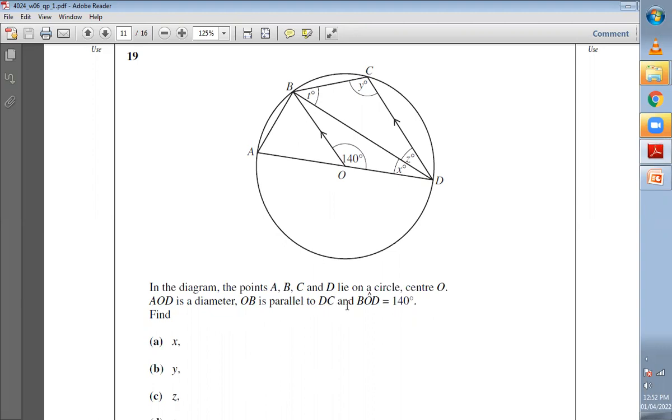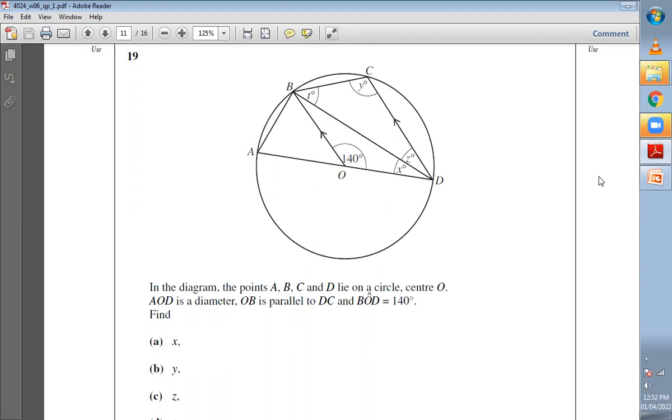Angle BOD is 140 degrees. And he says find X. So look at this triangle, OBD. Look at this carefully. This is a radius, this is a radius. So this triangle OBD is an isosceles triangle. So if this angle is X here, this angle will also be X because it's an isosceles triangle.